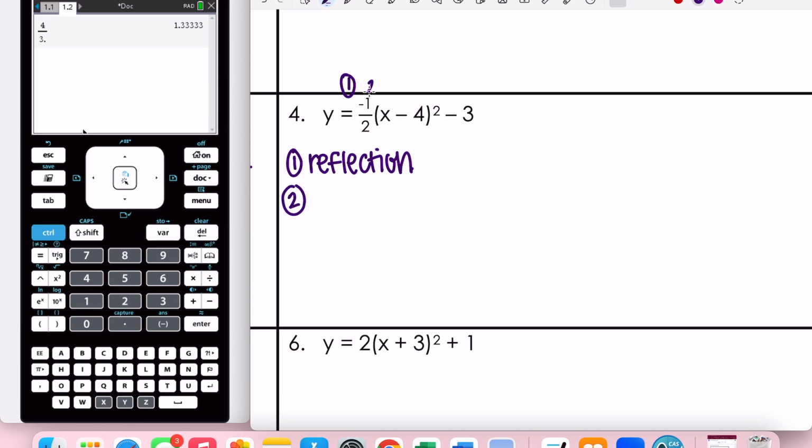Second thing I want to go ahead and check out is actually the value of a. So the value of a itself is 1/2, and 1/2 is less than 1. Remember, less means compress. So this is a vertical compression.